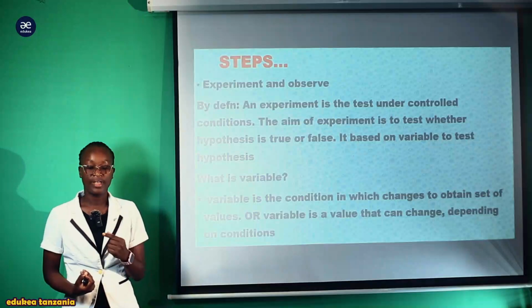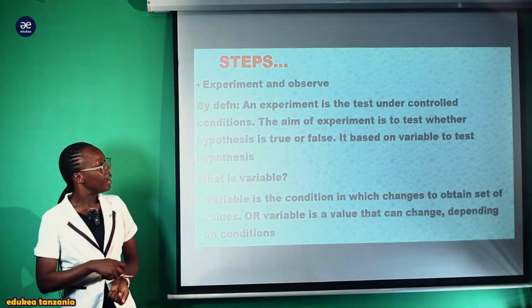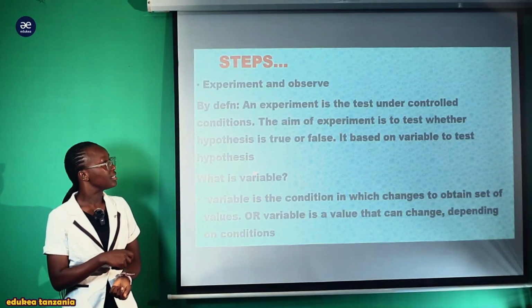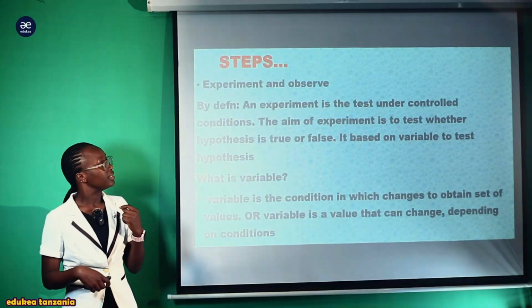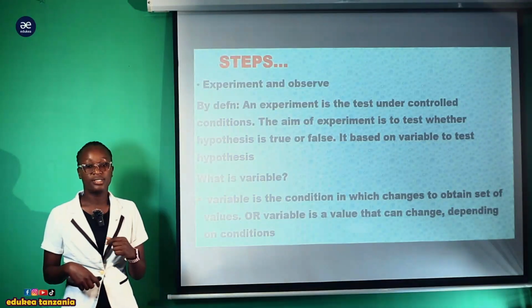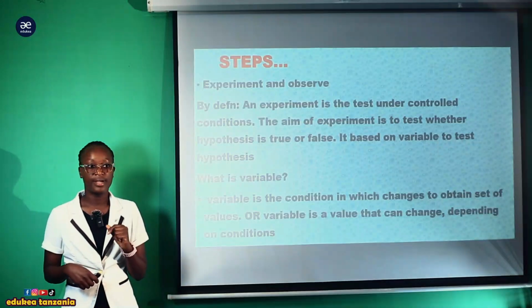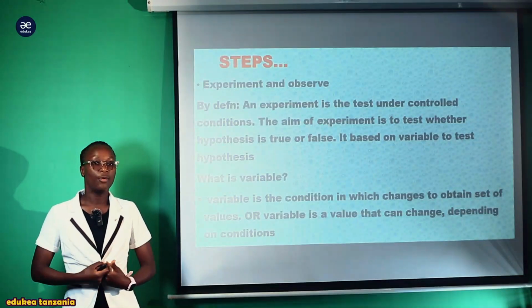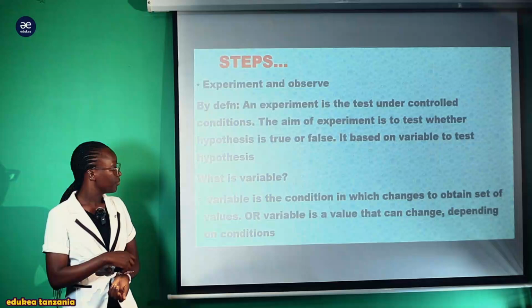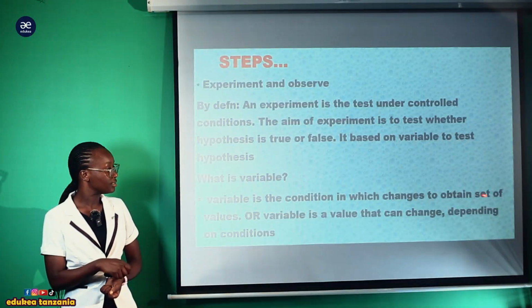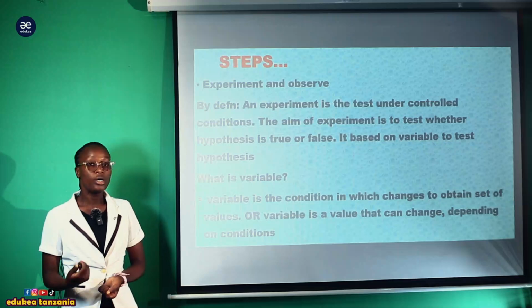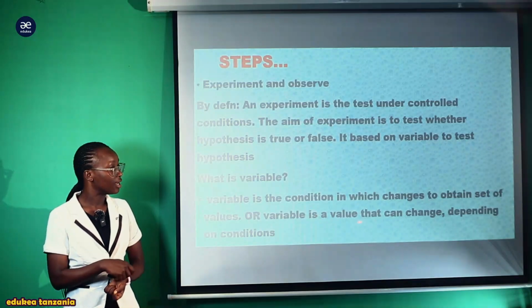And this hypothesis is based on variables. Test of hypothesis is based on variables. Now, what is a variable? Okay. A variable is a condition in which changes to obtain a set of values. Or sometimes you can say a variable is a value that can change depending on condition.